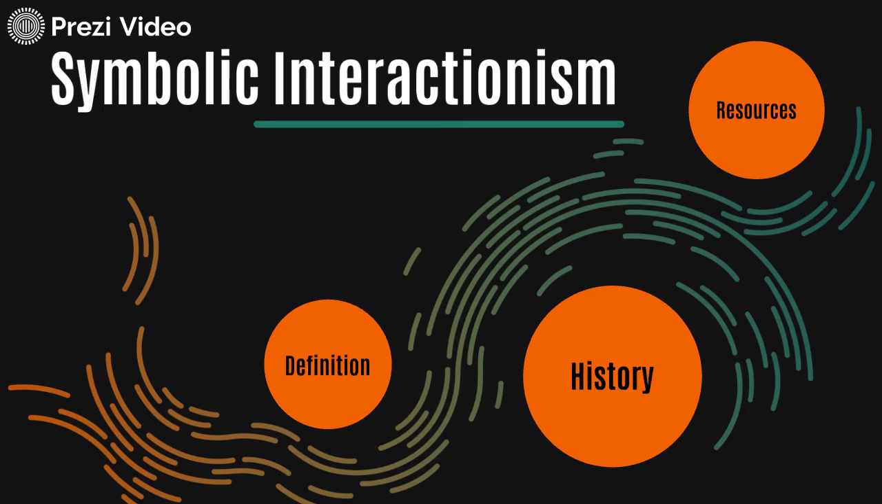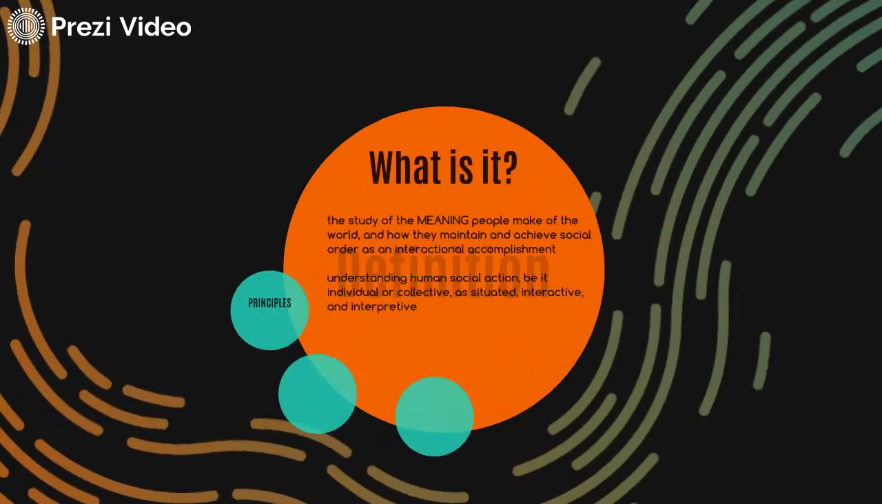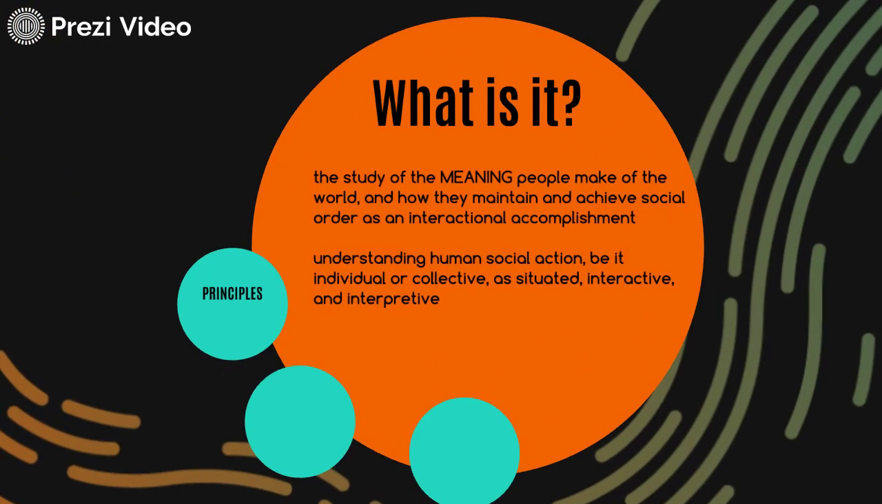Symbolic interactionism is a methodology, but also a theoretical perspective. There are a few methodologies for which this is the case. Another is phenomenology. So, what is symbolic interactionism? It's the study of the meaning that people make of the world. The expectation is that the meaning that we make is the way in which we create and maintain social order. It's the attempt to understand human social action as something that is situated, interactive, and interpretive.